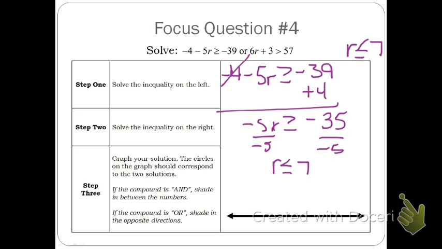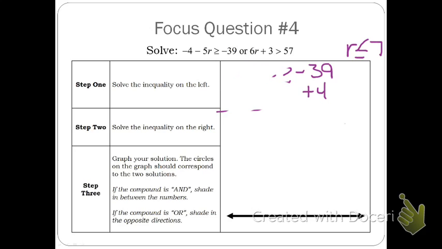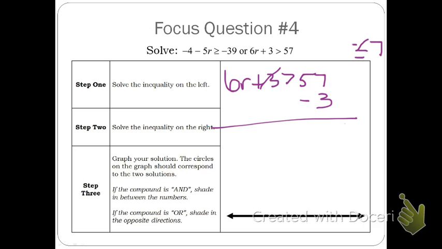Because I've run out of room to solve my other inequality, I'm going to have to erase for you. If you wrote small enough, or you can write yours off to the side on your paper. Alrighty, so let's solve the other inequality. Six r plus 3 is greater than 57. Again, this is a two-step inequality because we have this constant that's being added to our variable. So to move that to the other side, you need to subtract that 3. And combine like terms. 6r is greater than 57 minus 3 is 54.